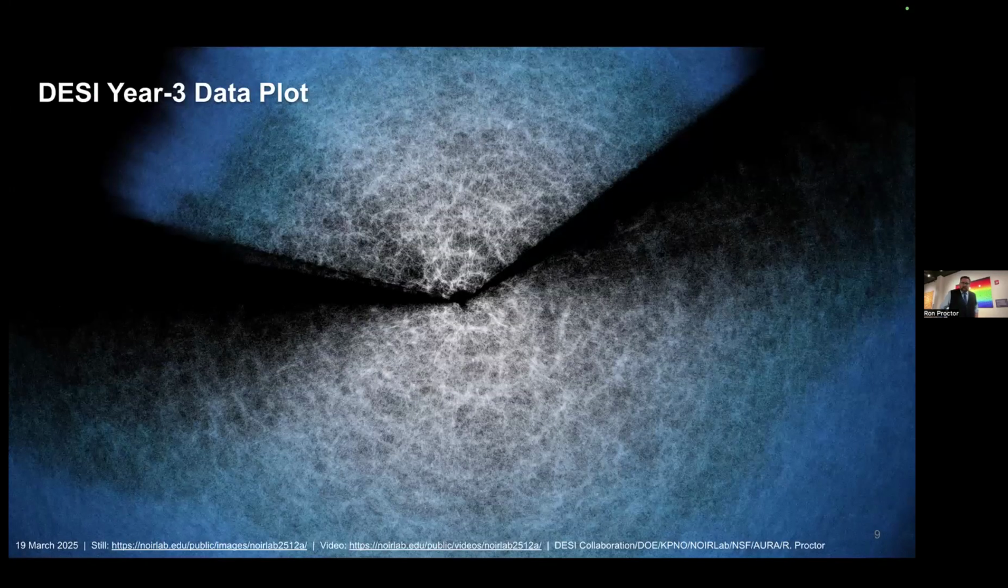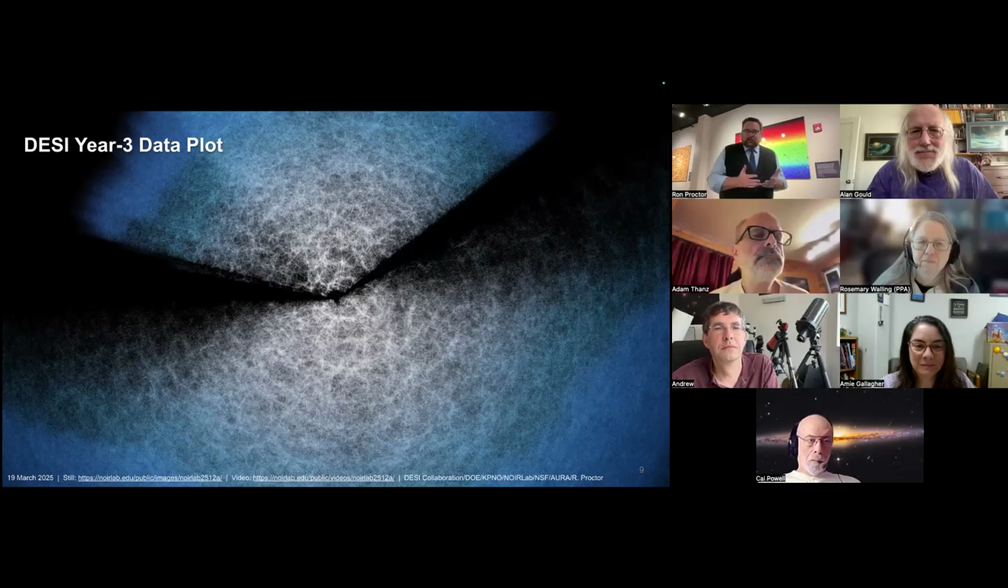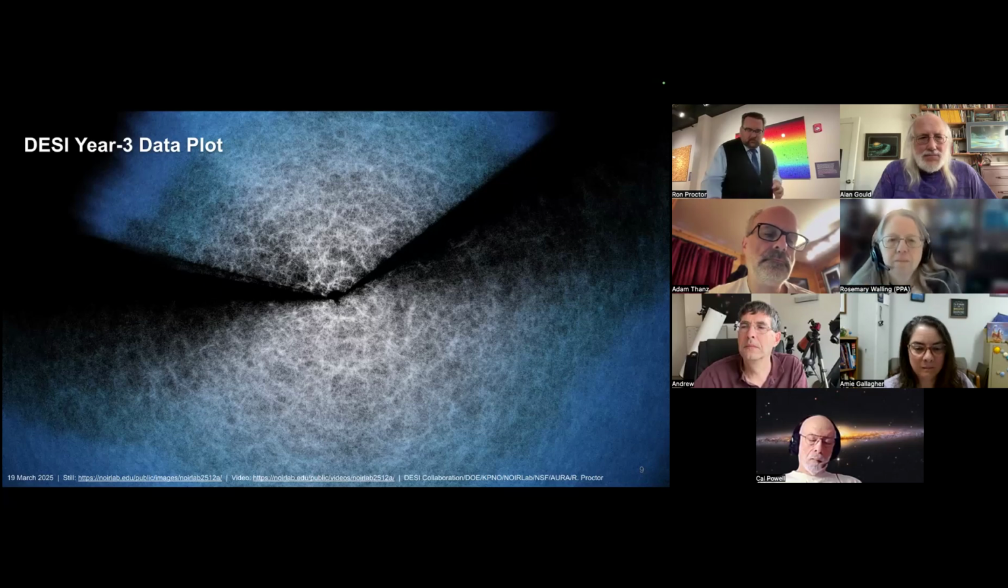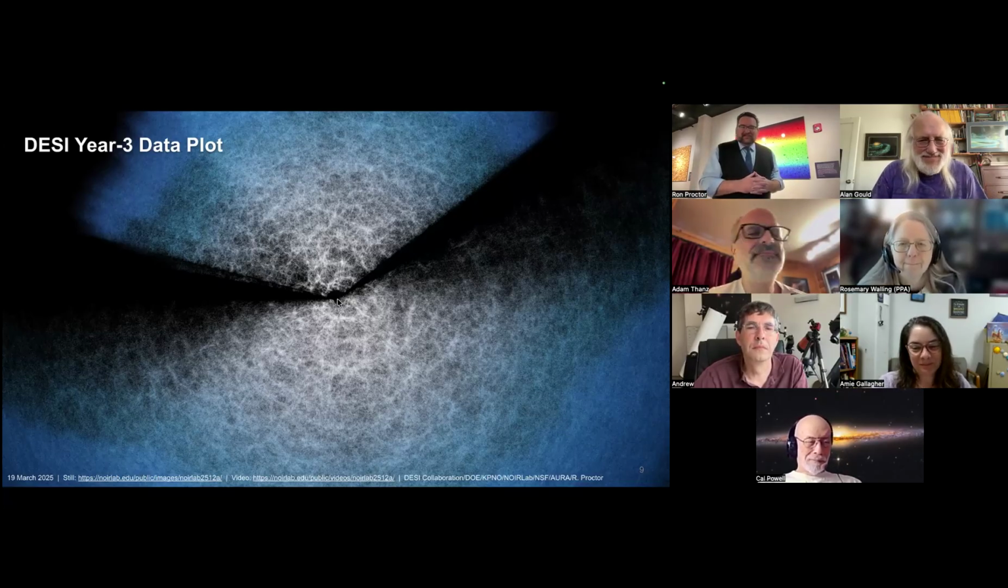So who is familiar with, or do we have people who are familiar with this plot? I can't see everyone, but I hope that some of you are. This is the DESI 3-year data plot, and this is one of the things I'm most proud of for my work with NOIRLab. This is a map of the galaxies in the universe, and it's a map that's being made right here in Arizona. So Arizona, if you look really close, Arizona is right here in the middle, right there at the center of the universe.